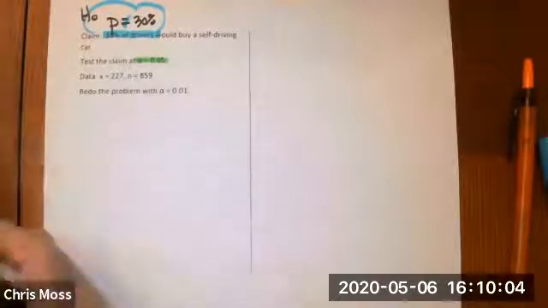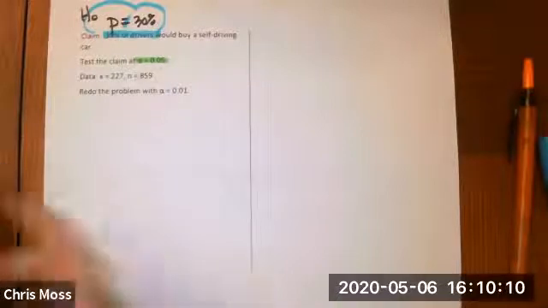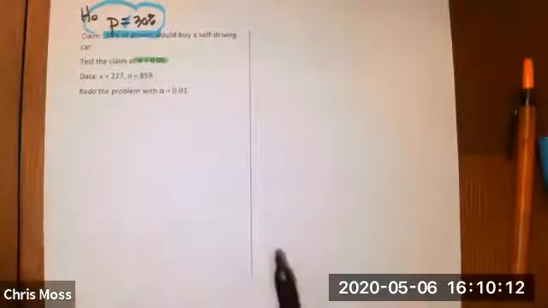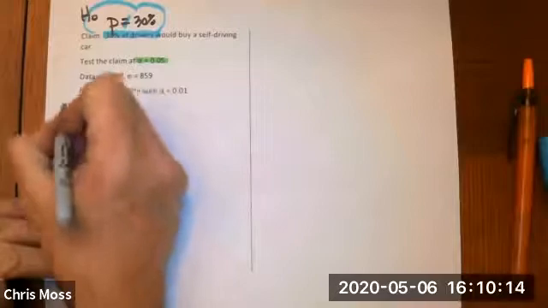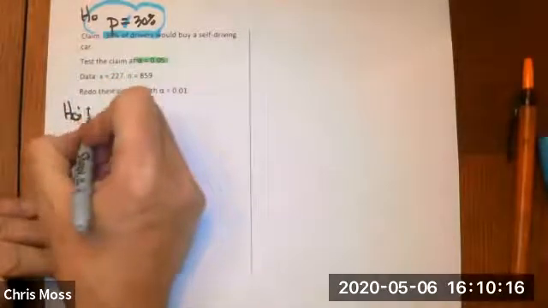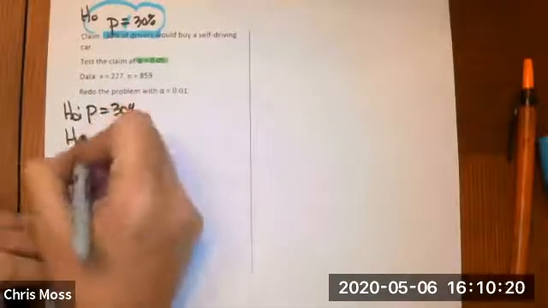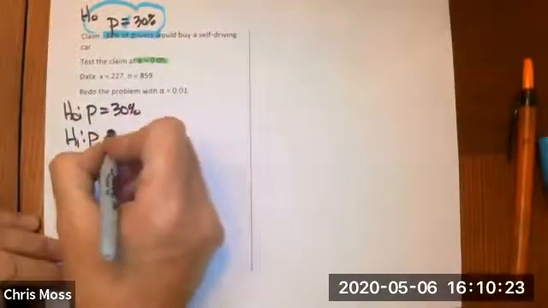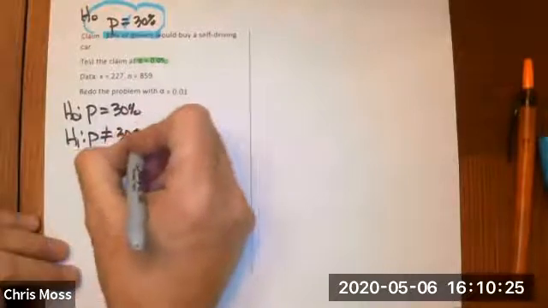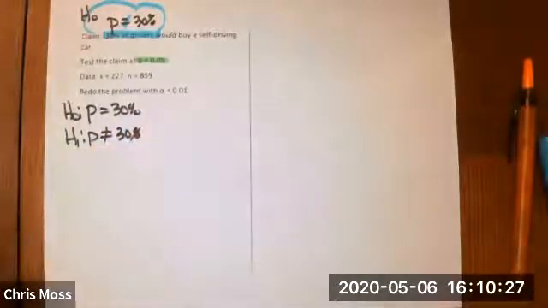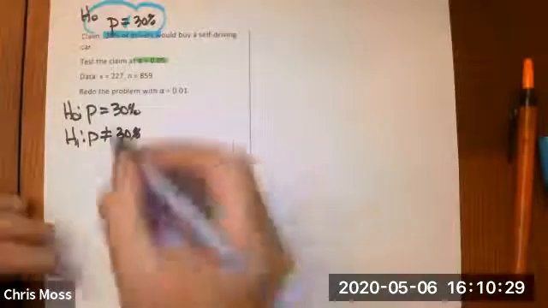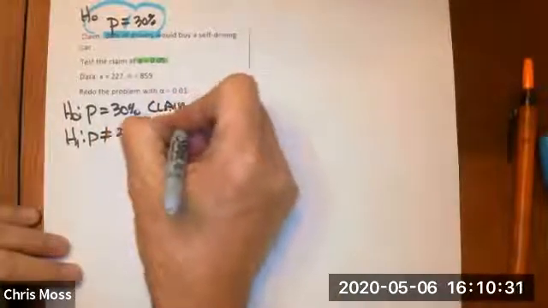Now, once I run through the test, I'm going to redo this problem with an alpha of 0.01. And we're going to go ahead and compare. Now, step number 1, H0: P equals 30%. The alternative, P is not equal to 30%. So there is my statement. We have the claim there.